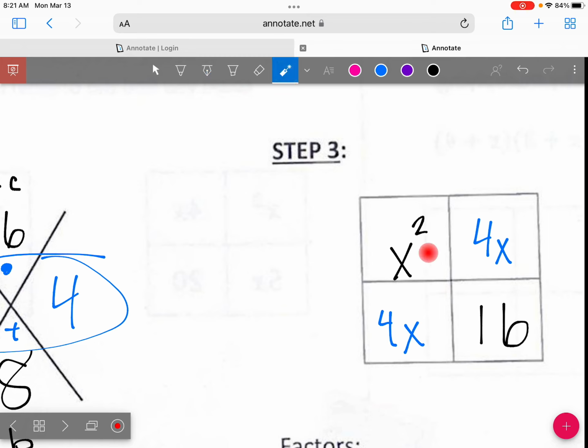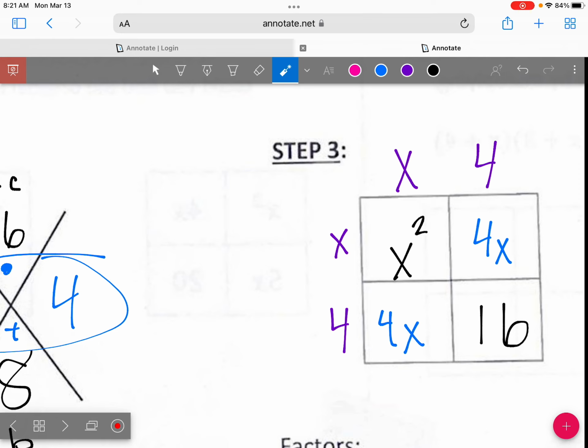So pulling our factors here, what do we get? What's in common between x squared and 4x? First column here. What's shared between these two? X. Just an x. How about between 4x and 16? 4. Top row, x squared and 4x. X. And bottom row, what's shared here? 4x and 16? 4. Well, that sounded vaguely familiar.